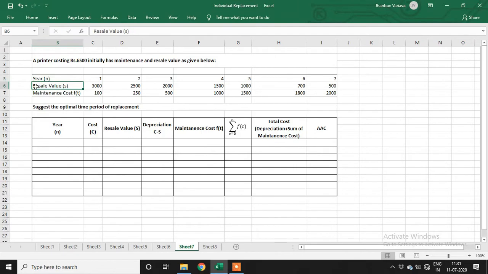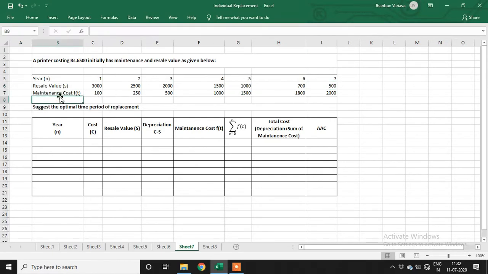Now the resale value of this printer, having an initial cost of 6,500: for first year it has a resale value of 3,000, right? That means now from 6,500 its value has decreased to 3,000. For second year its value is 2,500, for third year it is 2,000, fourth year it is 1,500, for fifth year it is 1,000, for sixth year it is 700, and for seventh year it is 500. So as we can see, the resale value of this printer is decreasing as time goes by.